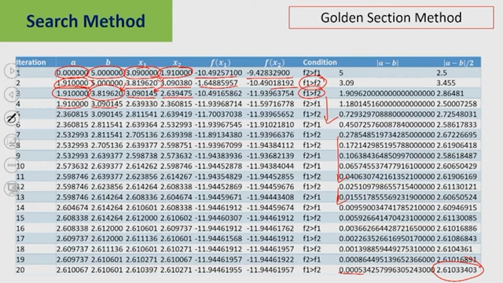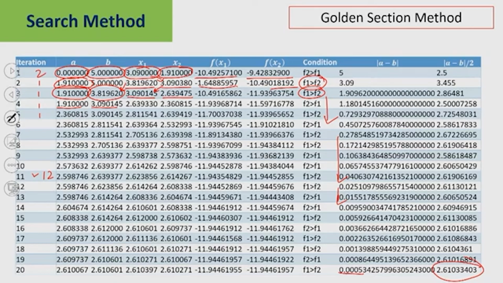Now, if you compare the function value calculations, just see that in the first iteration I am doing 2, and then in every iteration I am calculating just one function evaluation. That means, if you go up to 11, then how many function evaluations have you done? That means 10 plus 2, that means 12 function evaluations. But in case of the interval halving method, you have done 23 function evaluations.